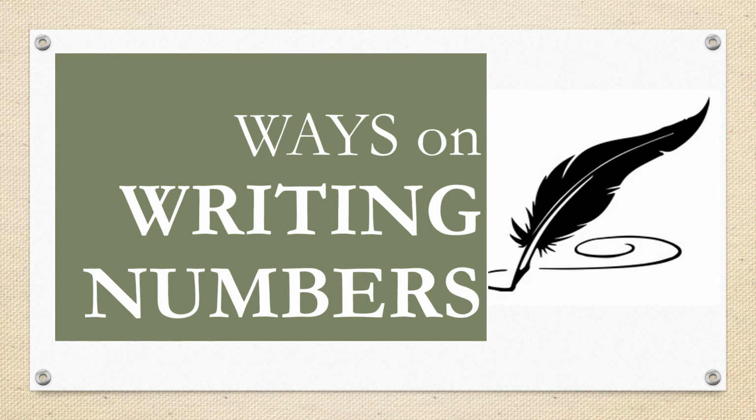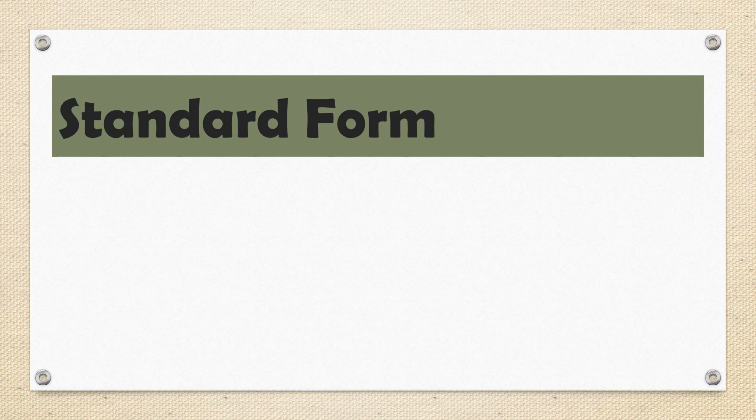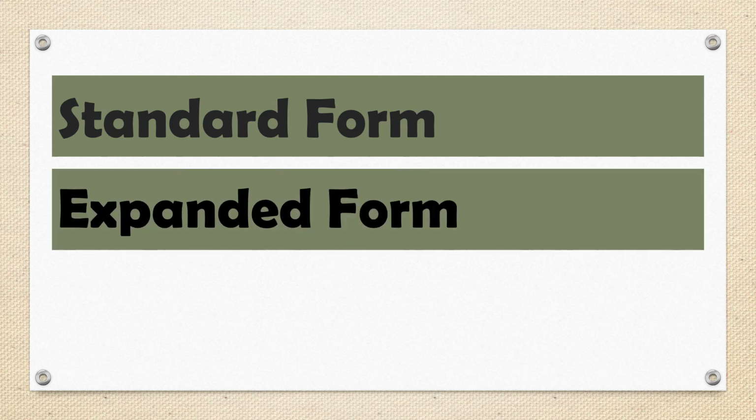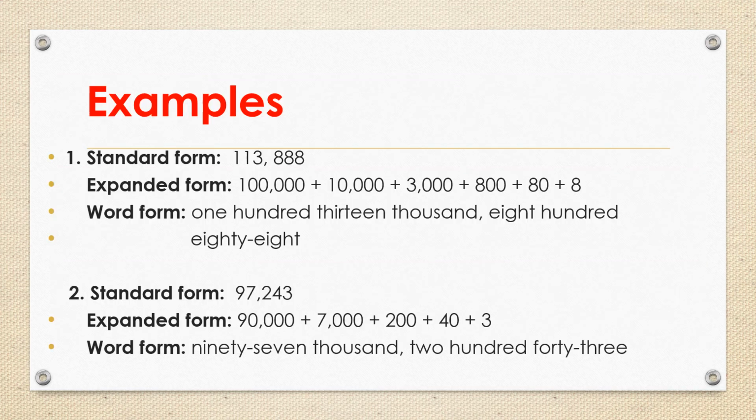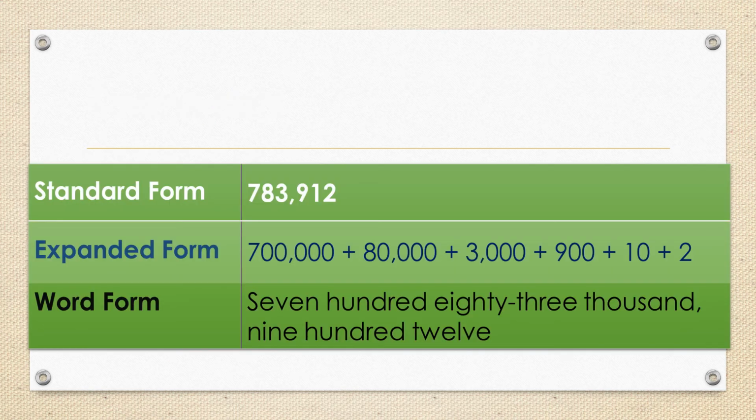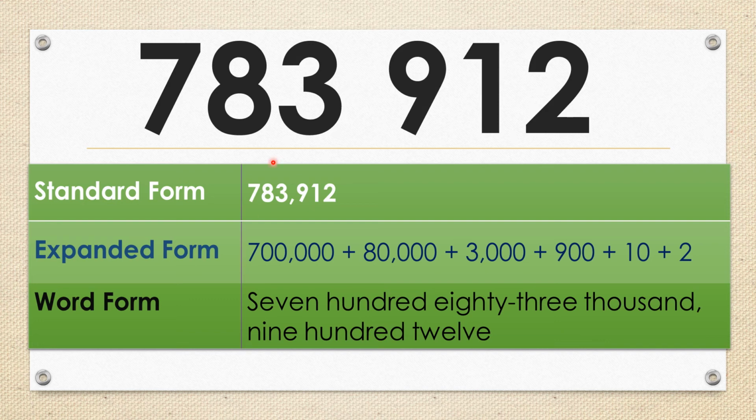Okay, so we said a while ago that there are ways of writing numbers. Actually, there are 3 ways of writing numbers. We have the standard form, the numeral, then the expanded form, by adding the value of each digit, and then we also have the word form, the spelling. So be careful with your spelling. You can go through the examples. I already gave you the examples here: the standard form, the expanded form, the word form. You can go over it. This one, 78,912, you can practice doing at home.